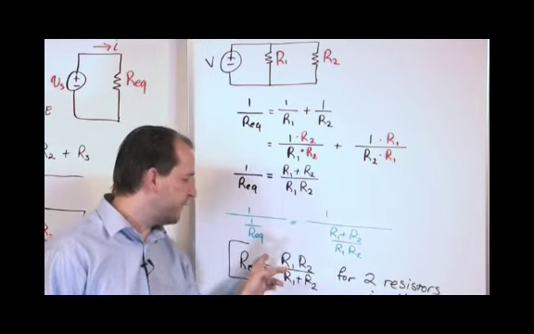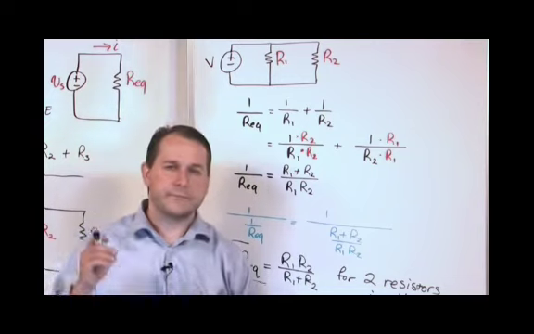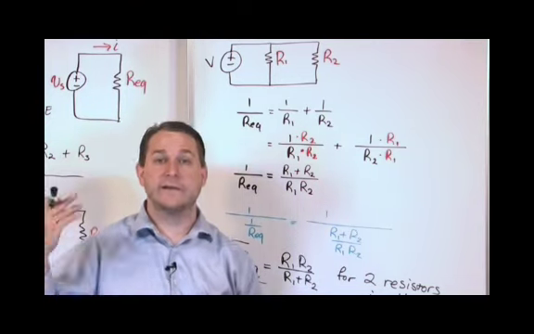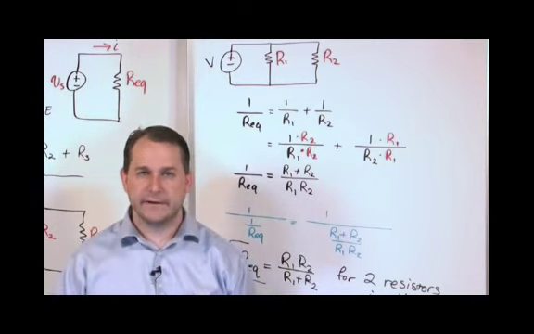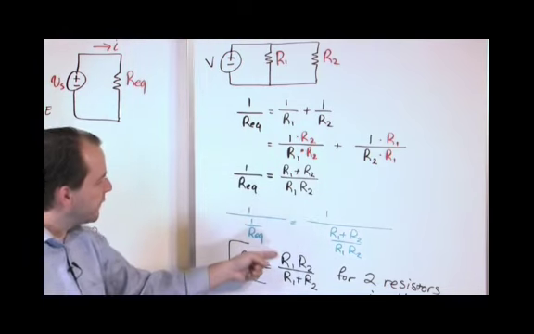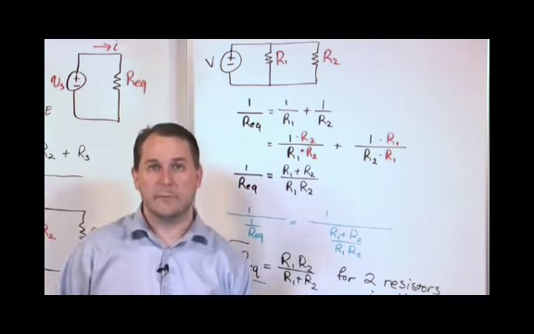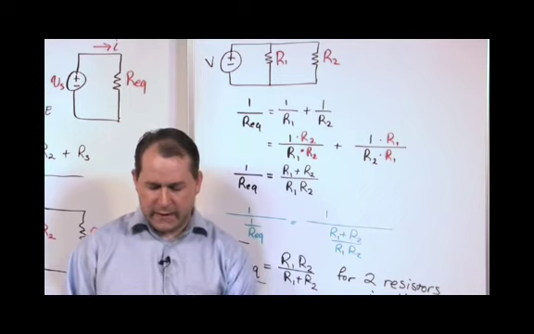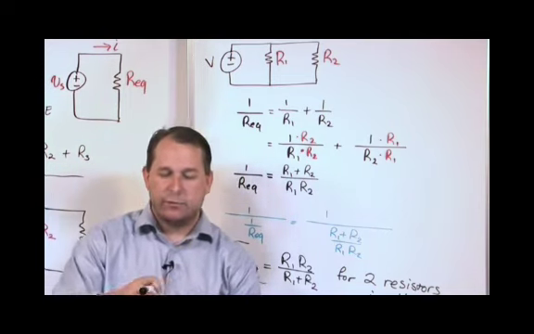All you have to remember is 2 resistors in parallel, repeat after me, product divided by sum, product divided by sum, product of the resistors divided by the sum of the resistors. All right, so that's very important. Now let's go ahead and erase this.